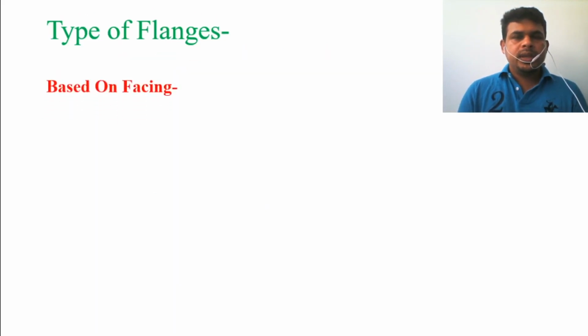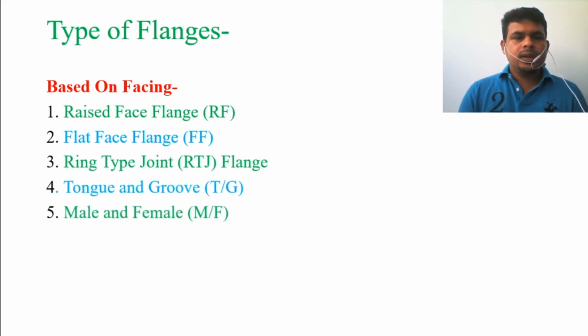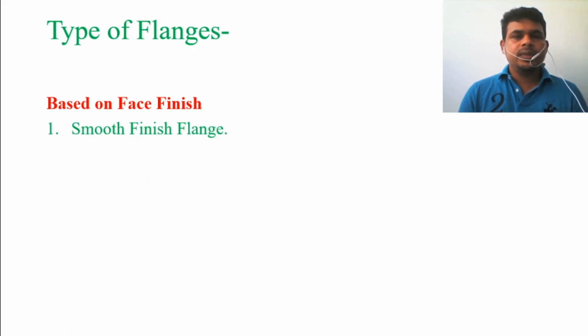Number 7 is reducing flange, number 8 integral flange. Then as per flange facing, we see what the types of flange facing are. As per the flange facing, we have raised face RF and flat face FF flanges, then ring type joint RTJ flange, tongue and groove, and male and female flange. These are all based on the facing. Then if we classify flanges based on face finish, we have smooth finish flanges and serrated finish flanges.